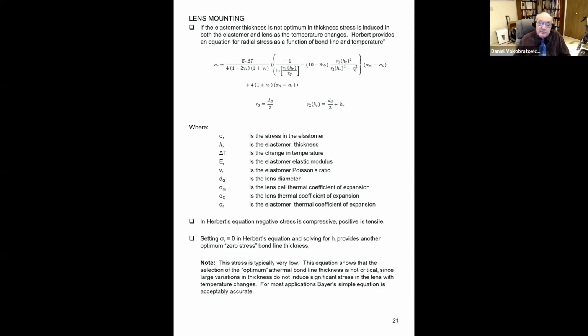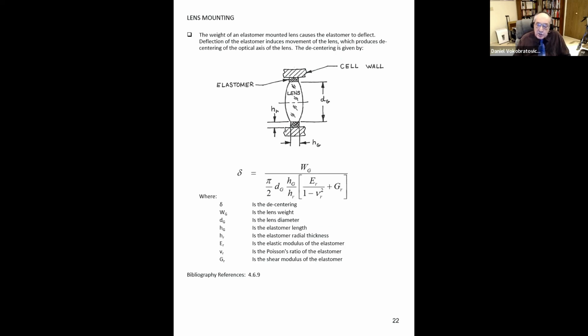The next slide shows what happens when we mount a lens using a thick layer of adhesive. Here we see a lens with gravity acting normal to its optical axis. The adhesive has a low stiffness. So the adhesive below the lens gets compressed, the adhesive above the lens is extended, and the lens moves out of position. Well, how much does it move out of position?